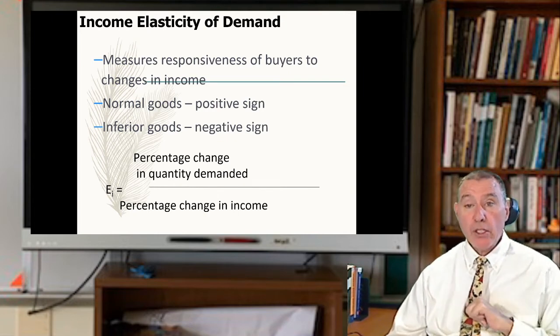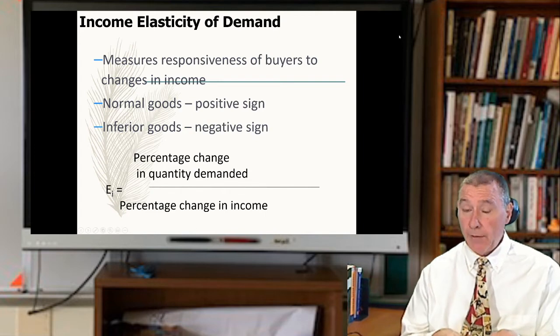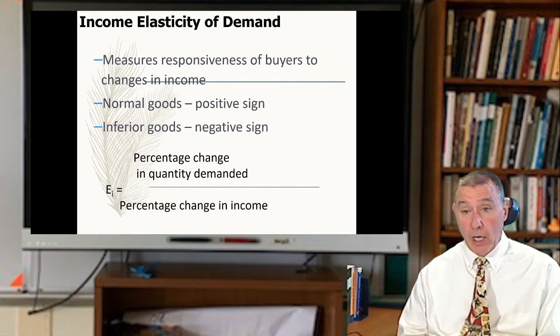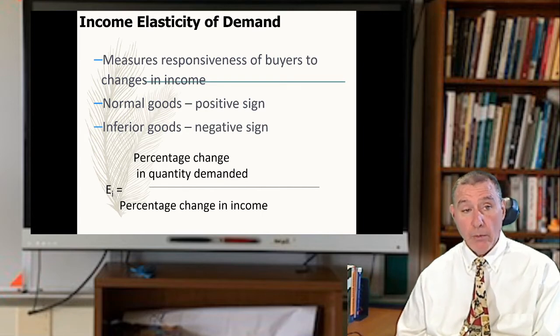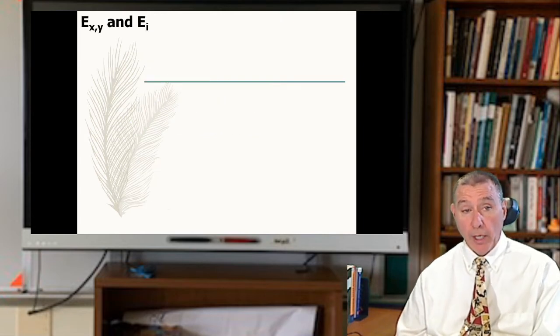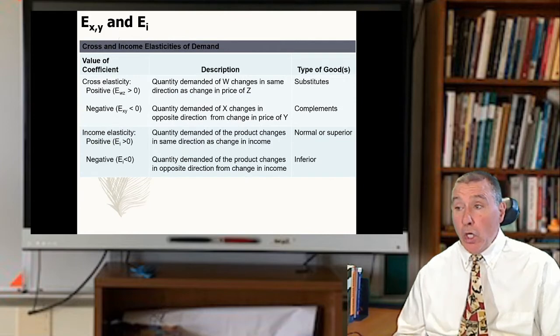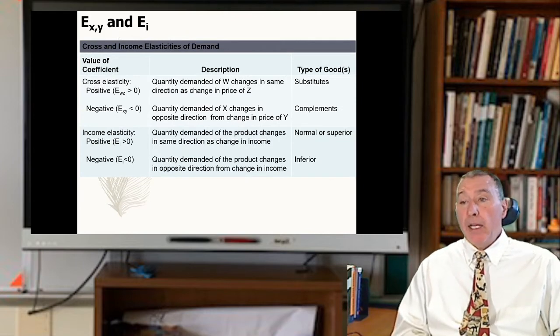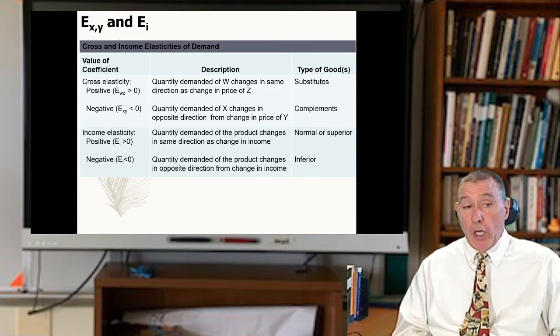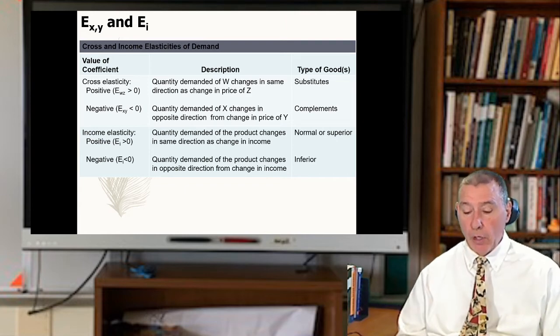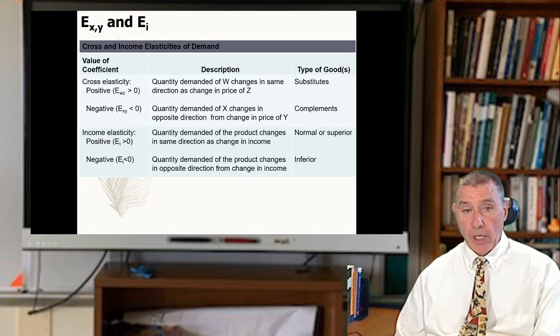All right, so you have elasticity of demand, you have cross elasticity, and you have income elasticity. And now we're going to just give you a quick chart. Okay, let me throw up the chart again. So, negative, positive gives you substitutes, negative gives you complements, right? Positive gives you a normal or a superior good, negative gives you an inferior good. So there's a chart. You might want to make one of those for yourself, for your study guide, right?